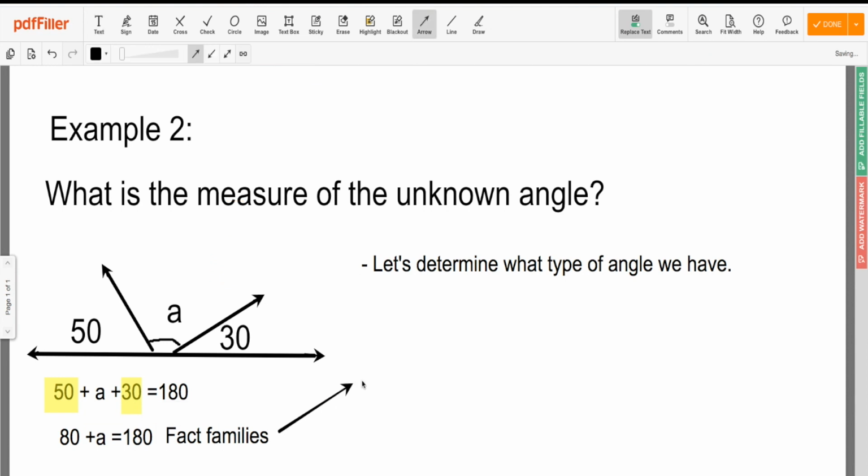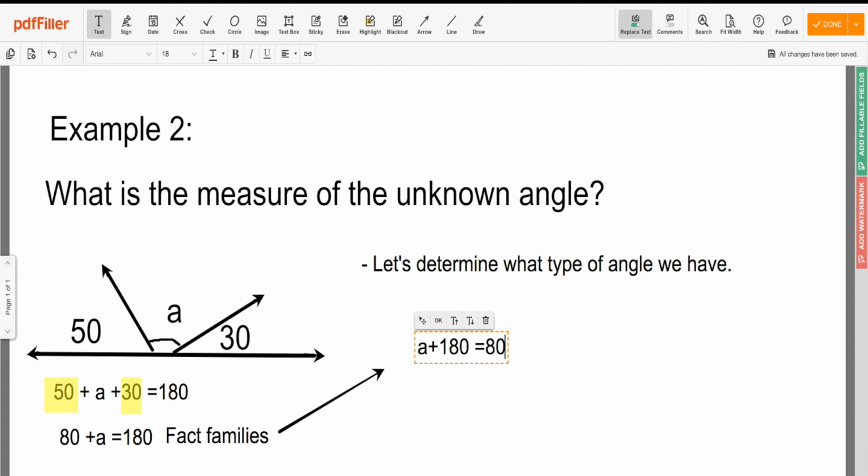Again, we're solving for A, so let's use our knowledge of fact families. Our other equation associated with this fact family is A plus 80 equals 180. A plus 80 equals 180. Our subtraction equation, starting with our total, is 180 minus A equals 80. And 180 minus 80 equals A.